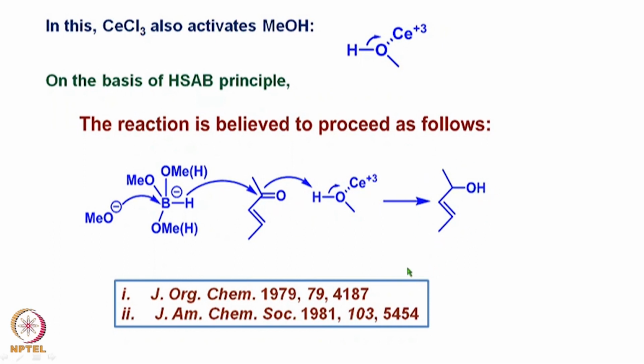This mechanism has been well studied and reported in these 2 papers, and we can therefore assume that based on the HSAB principle, the reaction proceeds in this particular fashion. So this is what is usually expected, that the reaction allows the reduction of an alpha beta unsaturated ketone to specifically form the corresponding allylic alcohol.